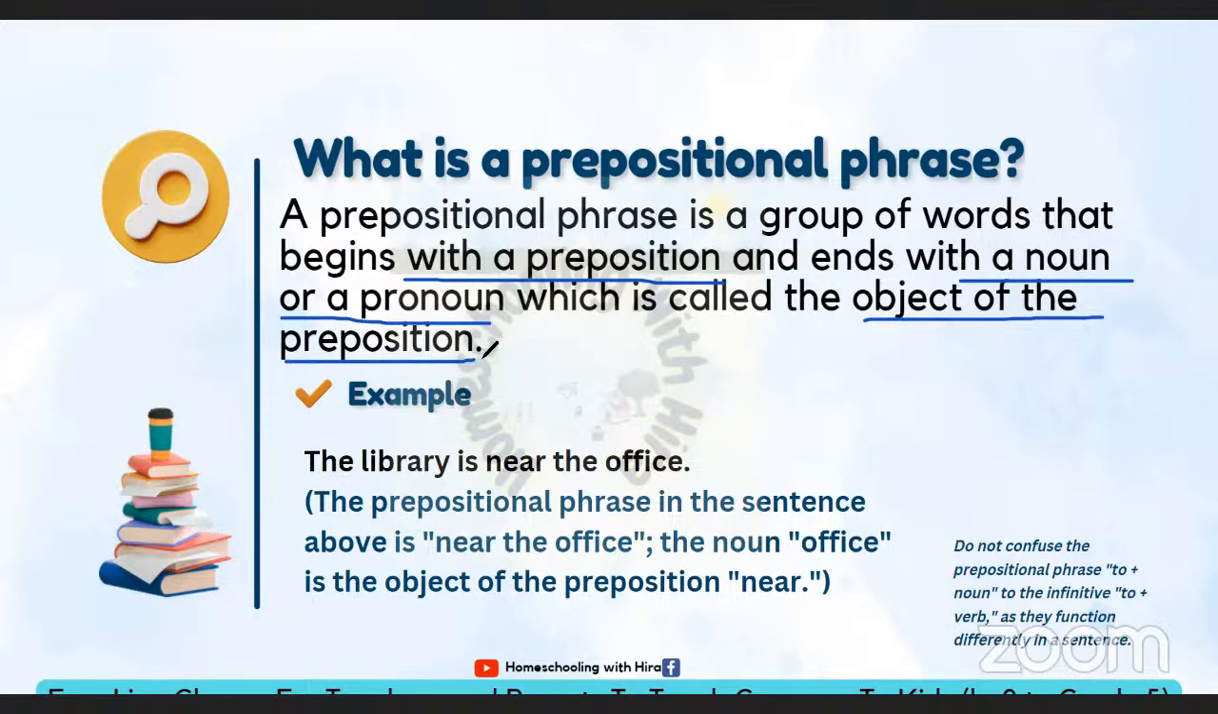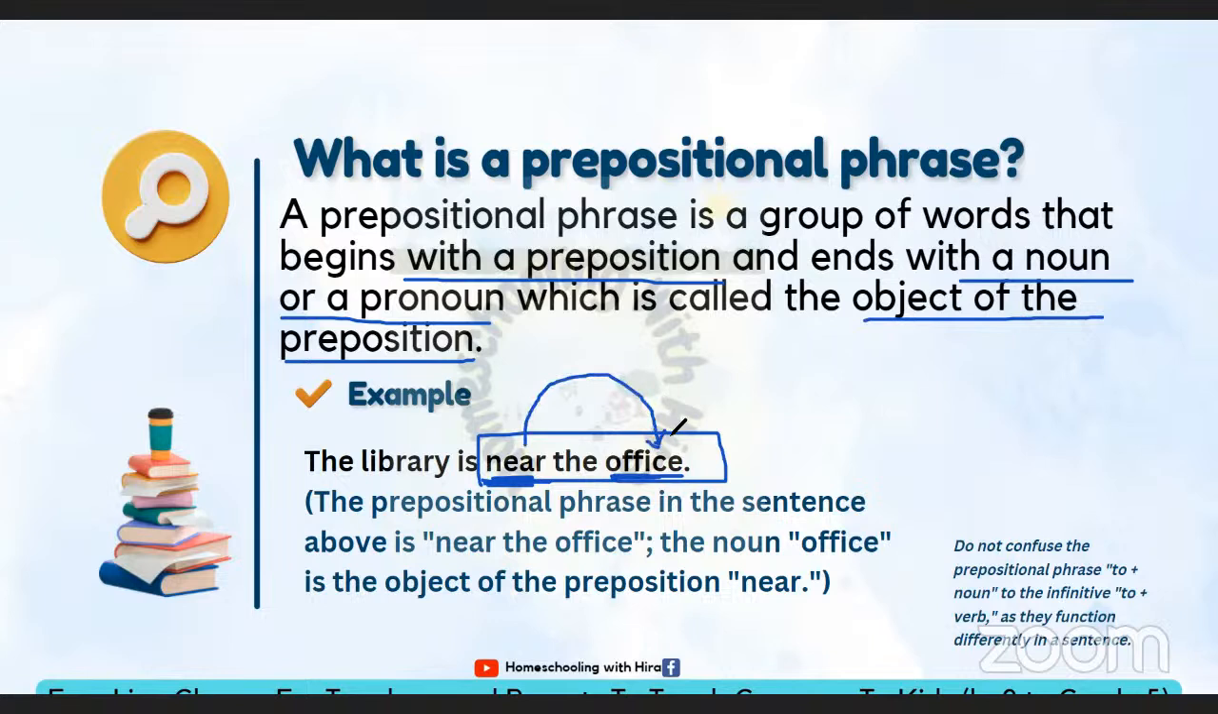Relax and listen to this carefully. बहुत easy चीज़ है. It's easy peasy lemon squeezy. Very simple concept. What are prepositional phrases? They are a group of words that begin with a preposition. So in this sentence, the library is near the office. The word near is a preposition, right? And the thing with which this preposition is near, the office, this whole will be the prepositional phrase, right? And this noun that is in the prepositional phrase is the object of this preposition.